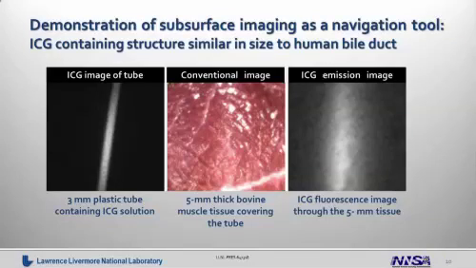A main objective of this technology is to be a navigation tool and be able to see below these tissue layers. In this particular case, we simulate the presence of dense tissue on top of the biliary tract by having a small tube the size of the biliary tract, 3 millimeters diameter. Typically, the bile duct size is on the order of 3 to 10 millimeters. And then we superimpose on that dense tissue, which in this case is bovine muscle tissue.